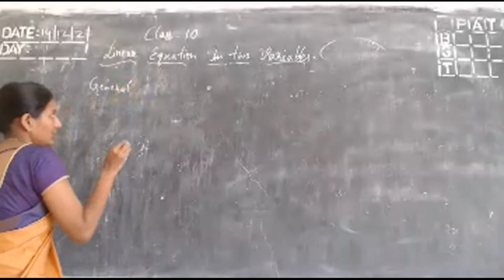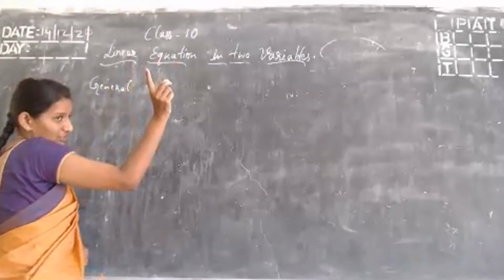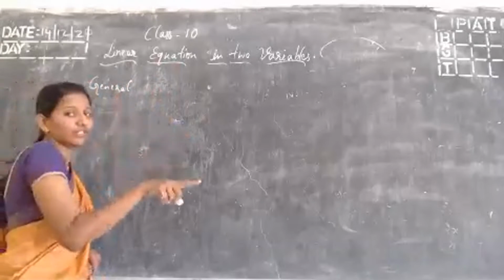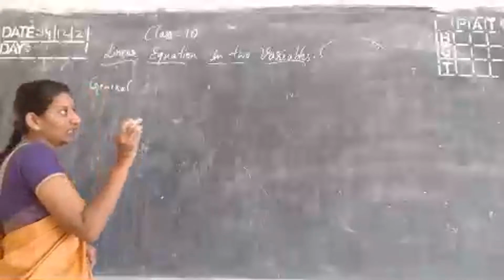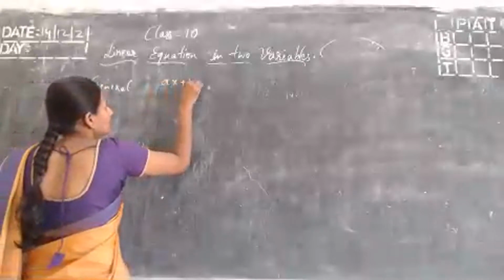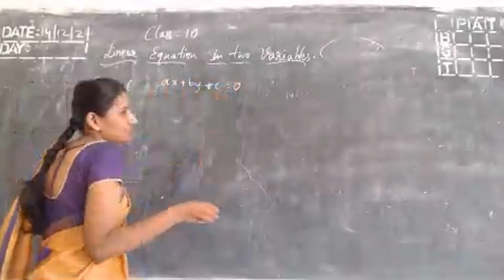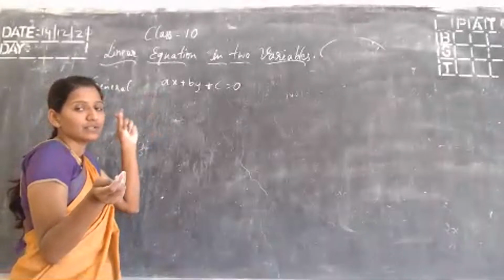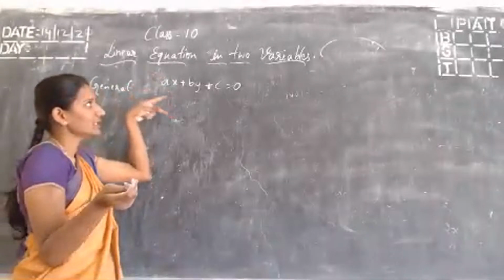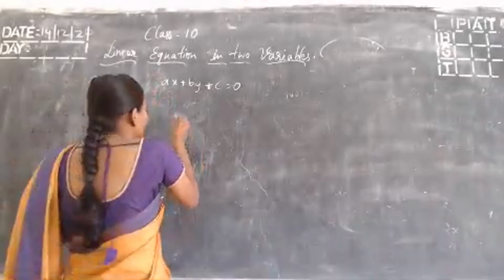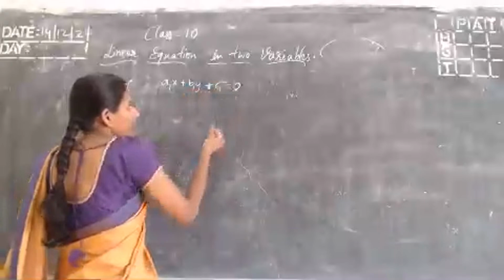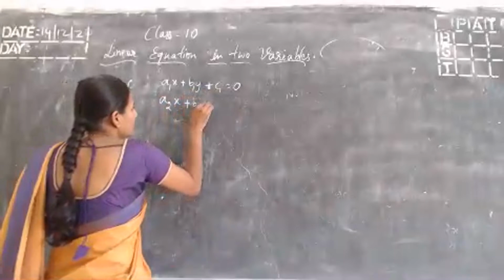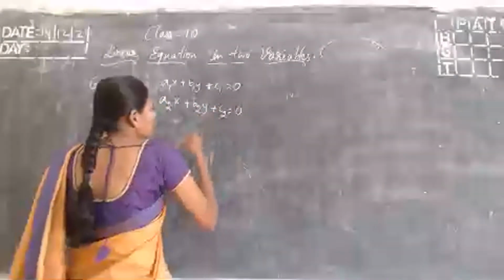Already we have written the general form of a linear equation in two variables. Now we are writing the general form of a pair of linear equations. There we wrote only a single equation, that is ax plus by plus c is equal to 0. That is only one equation. Here a pair of linear equations means two linear equations: a1x plus b1y plus c1 is equal to 0 and a2x plus b2y plus c2 is equal to 0.